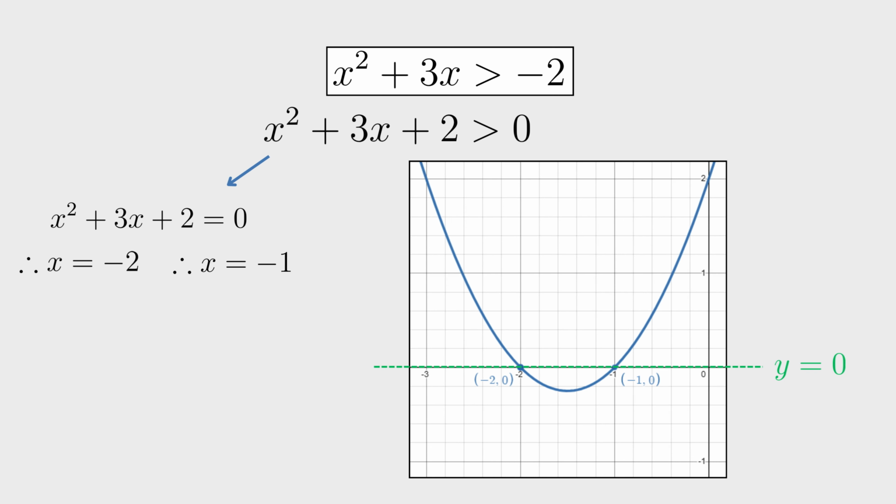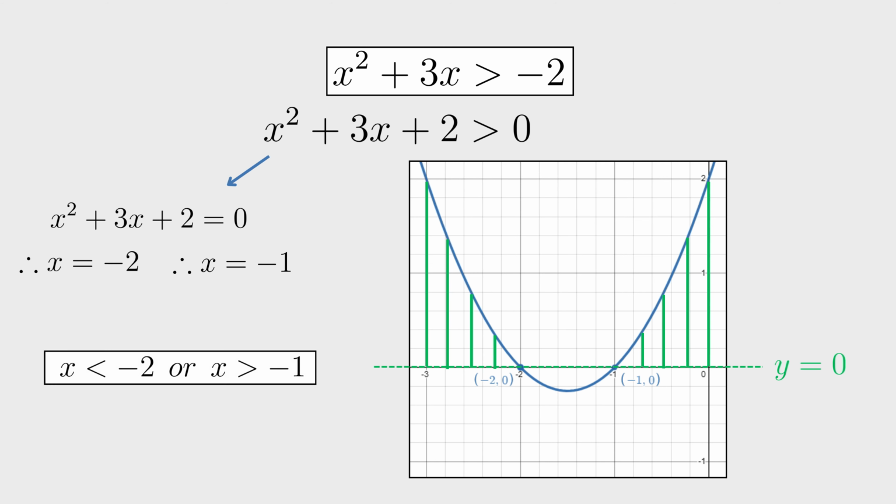Now look at the equation in this green box and see that we want to find the values for x where this quadratic graph will be more than 0, aka above the y equals 0 line. Where this quadratic is more than 0, I will indicate it with these green lines. This is where your graph is more than 0. Now see that your value for x needs to be less than negative 2 or more than negative 1 to be more than 0. Or you can say where the graph is positive, above the y equals 0 line. Thus your answer will be x is less than negative 2 or x is more than negative 1.